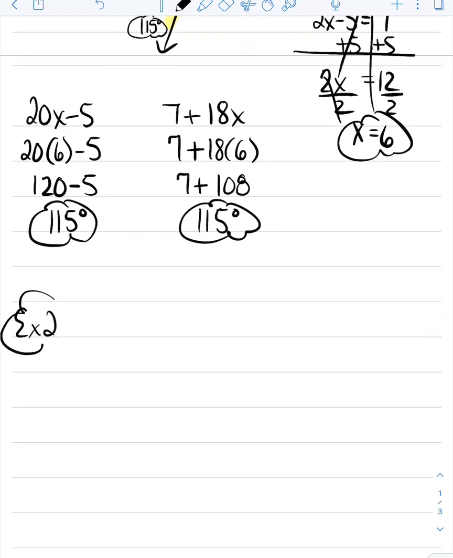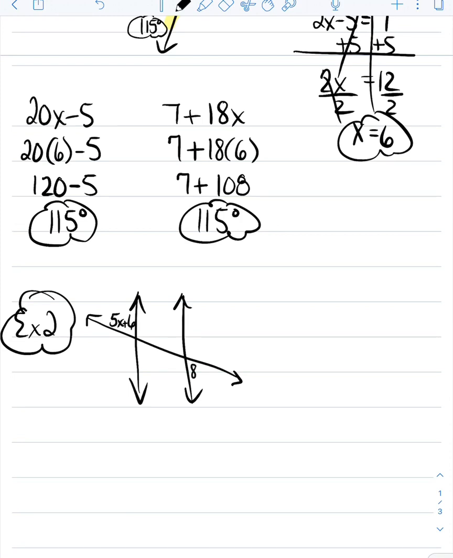Example 2. So let's draw our parallel lines. Let's make our transversal go like this time. And here I have 5x plus 6. And over here in this angle, I have 8x minus 39.